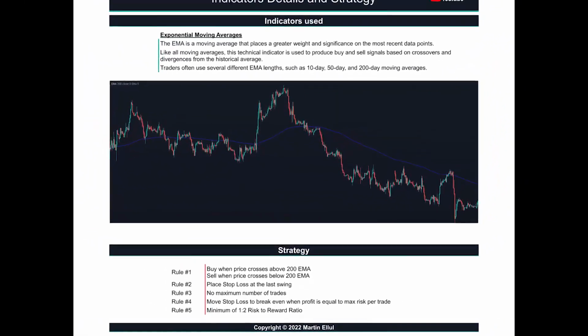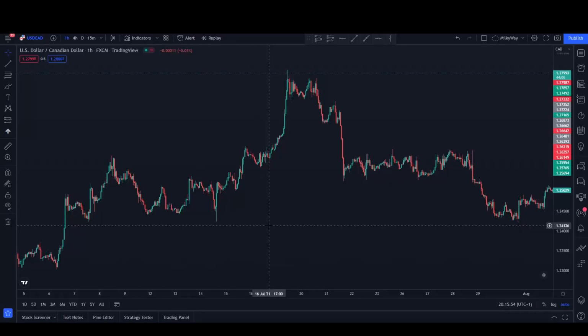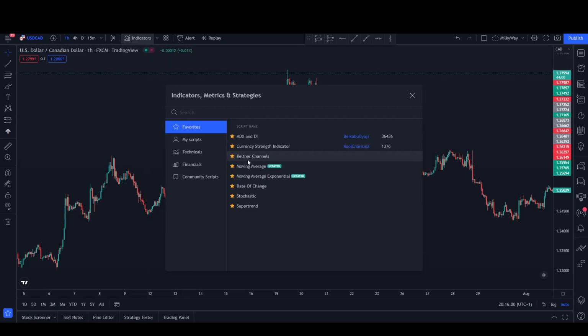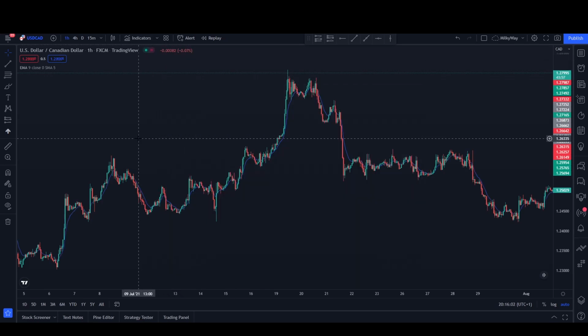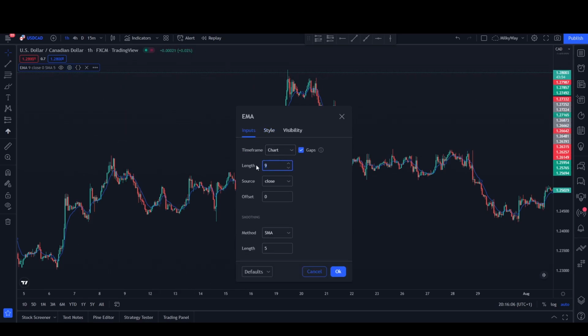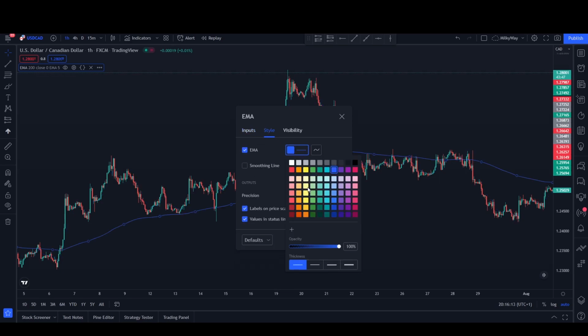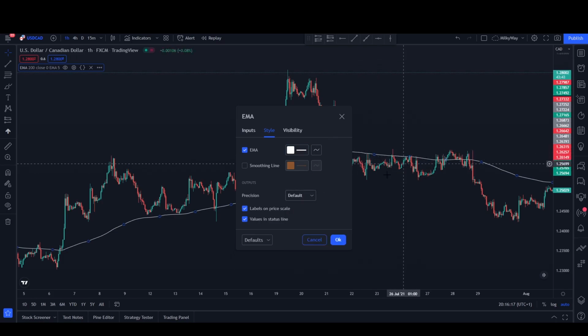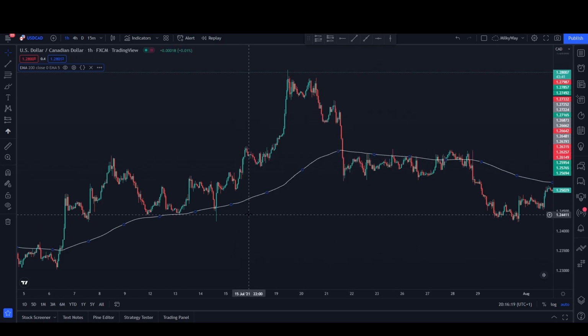All right, so we've got the US dollar against the Canadian dollar on the 1 hour time frame. So we'll go ahead and add the exponential moving average. Go to the settings, change it to 200, change the method to EMA, and then I will change it to white, because I feel like you can see the crosses a bit better.